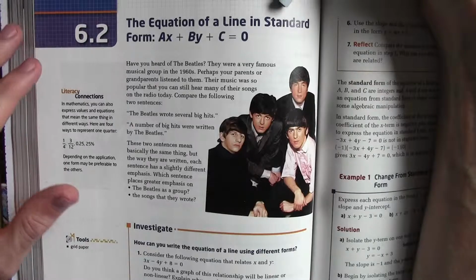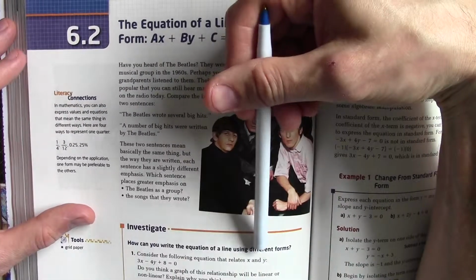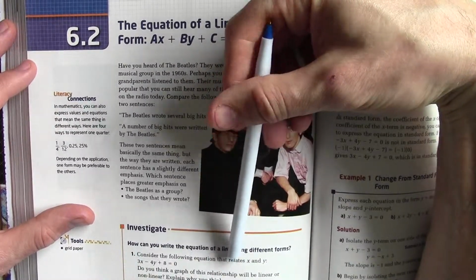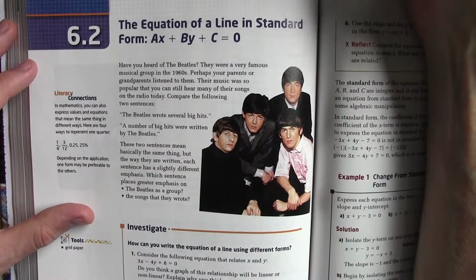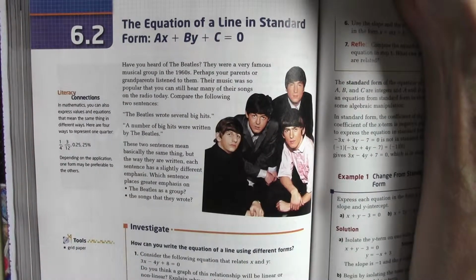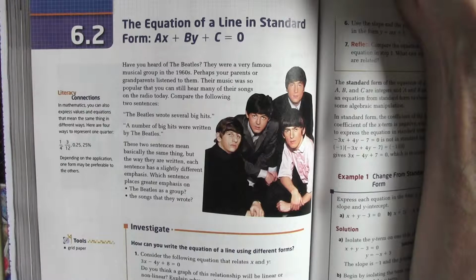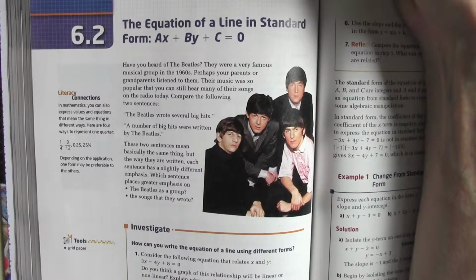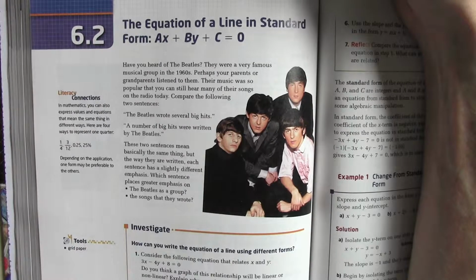So it says, how can you write the equation of the line using different forms? Consider the following equation that relates x and y. Do you think a graph of this relationship will be linear or non-linear? Explain why you think so. Matthew in the front. Linear or non-linear? What do you think?